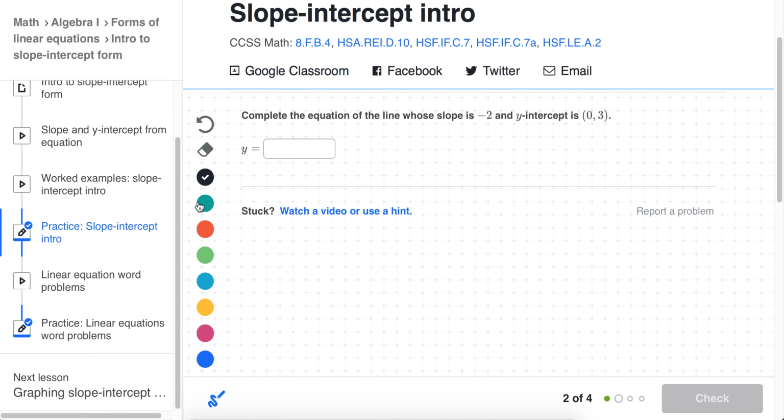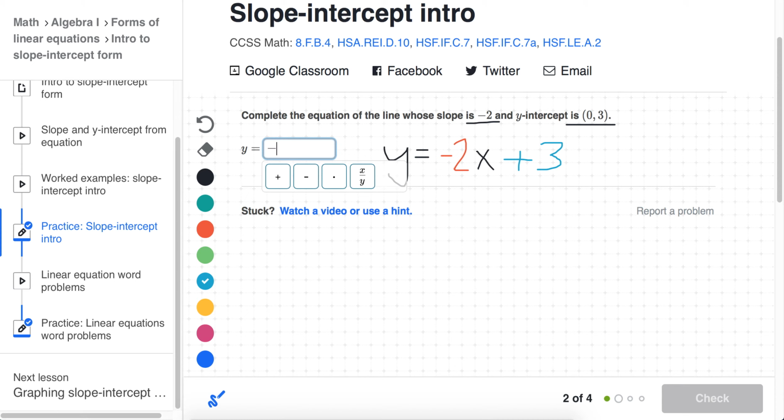Number 2. Complete the equation of a line whose slope is -2 and y-intercept is (0, 3). Well, the slope is the number in front of x, so y equals -2x, and then the y-intercept is +3, so +3. That's the equation of this line.